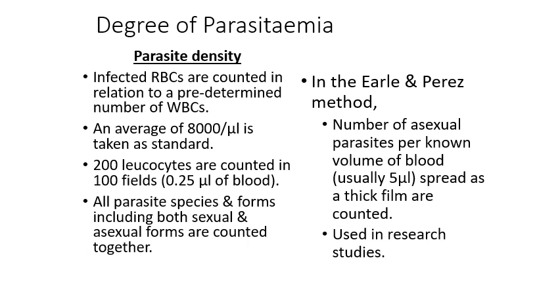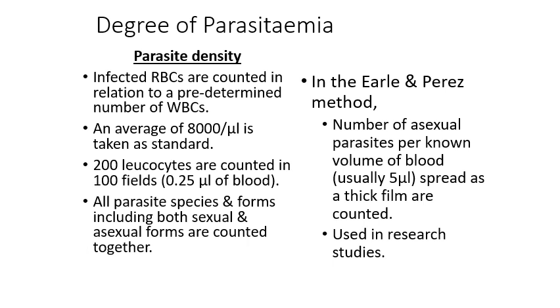You count infected RBCs in relation to the predetermined number of WBCs. So an average of 8,000 per microliter is taken as standard. Now 200 leukocytes are counted in 100 fields. That's 0.25 microliters of blood.